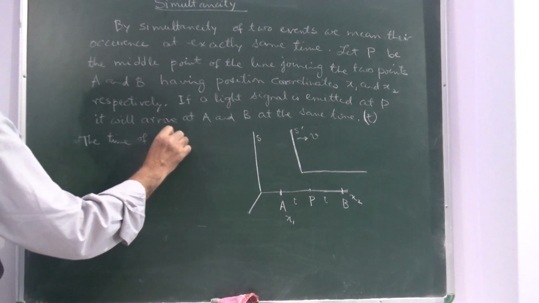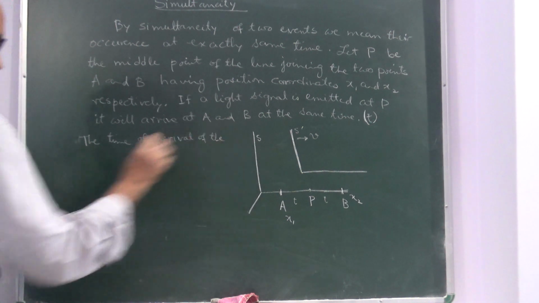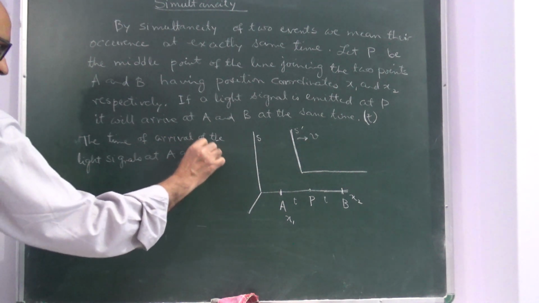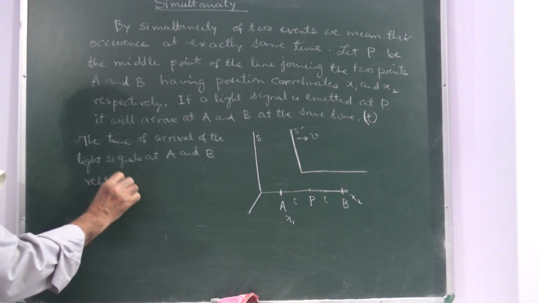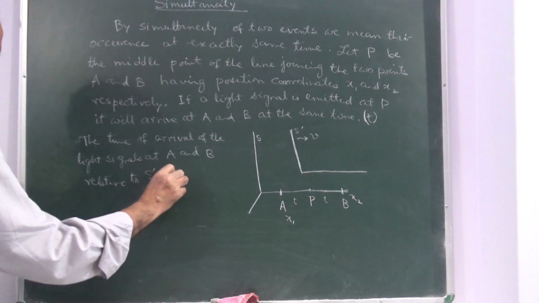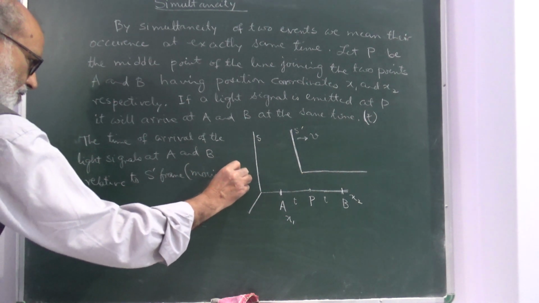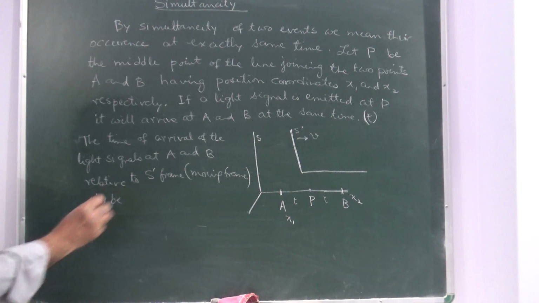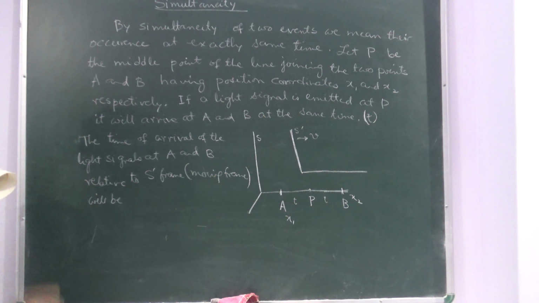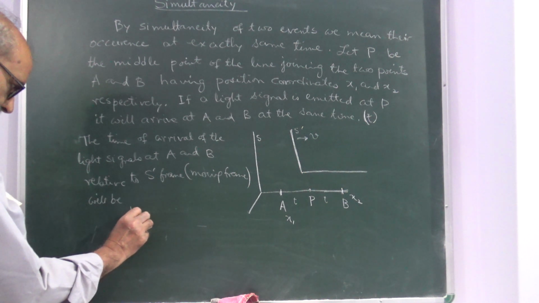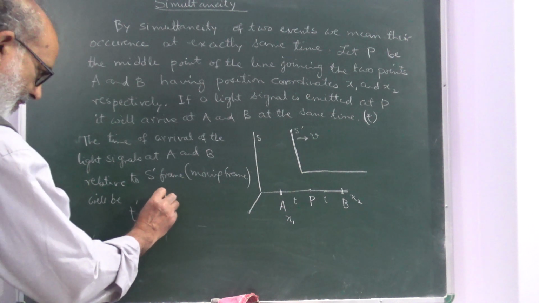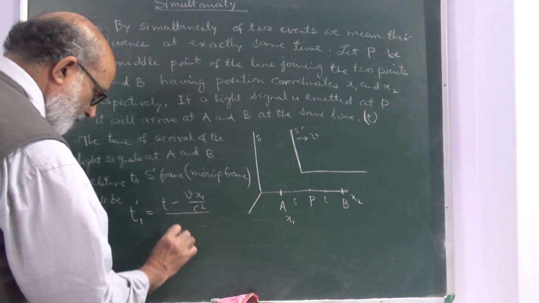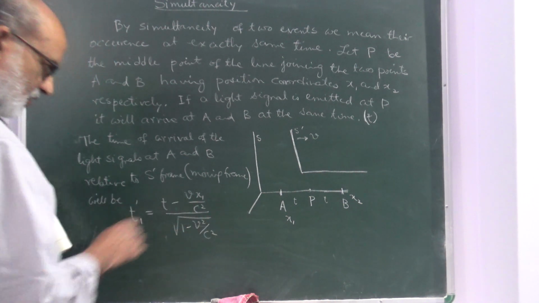the time of arrival of the signals at A and B relative to the S dash frame, which is the moving frame, will be t1 dash equal to t minus v x1 by c square over square root of 1 minus v square by c square, using the Lorentz transformation.